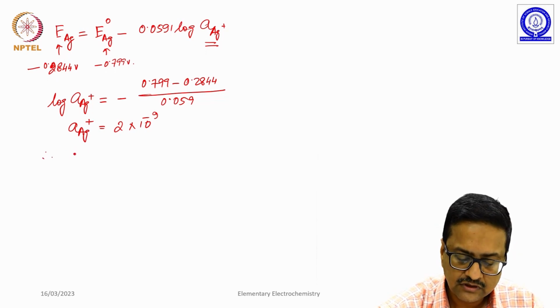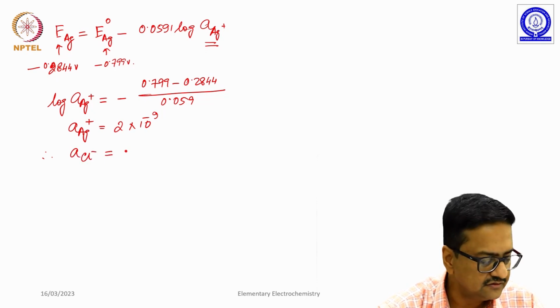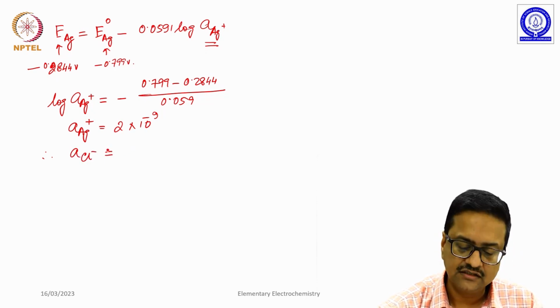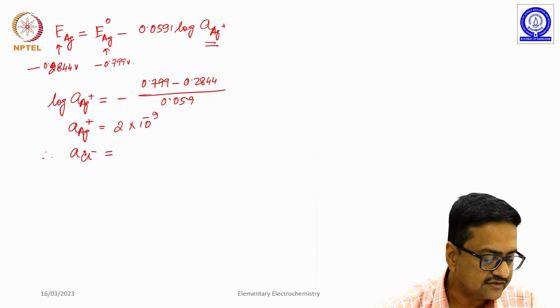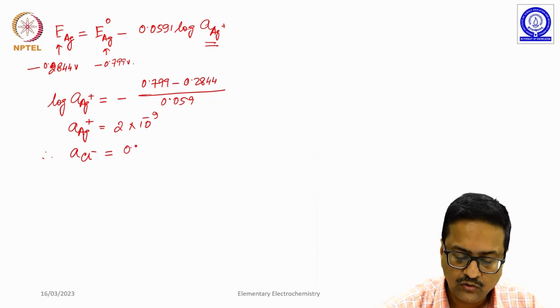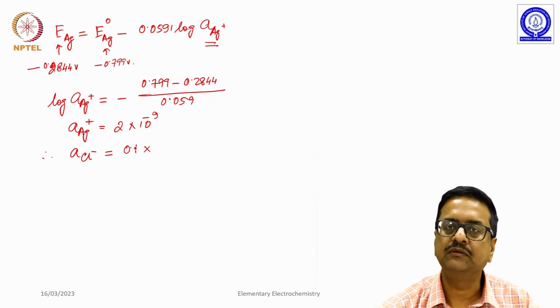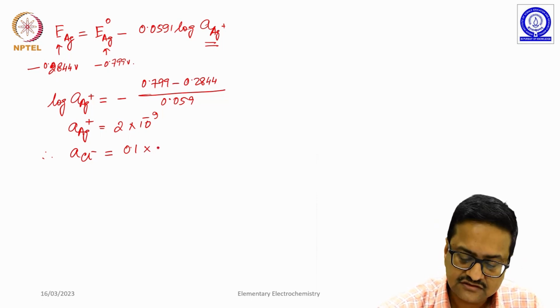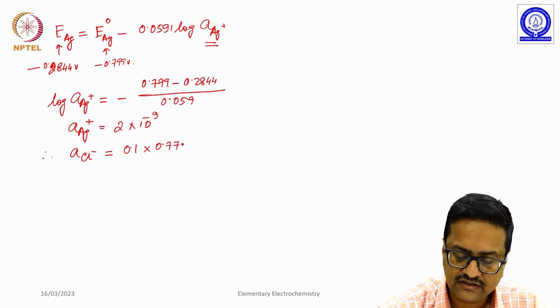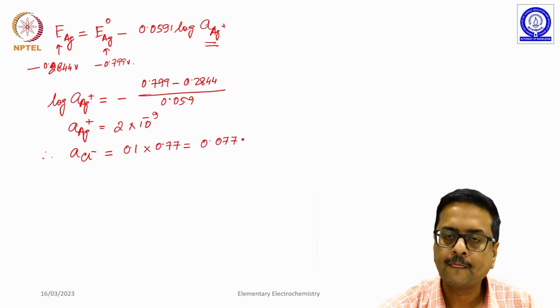Therefore, activity of chloride will also be the concentration of KCl, that is 0.1, into the mean activity coefficient, that is the value of F, which is 0.77. So we get this value as 0.077.